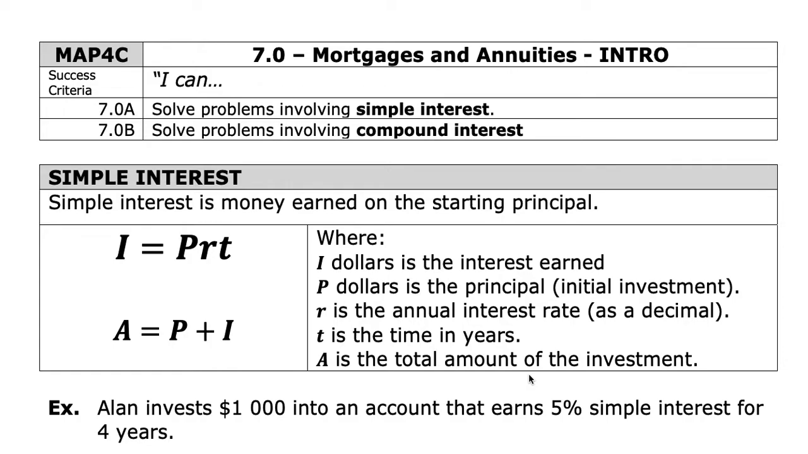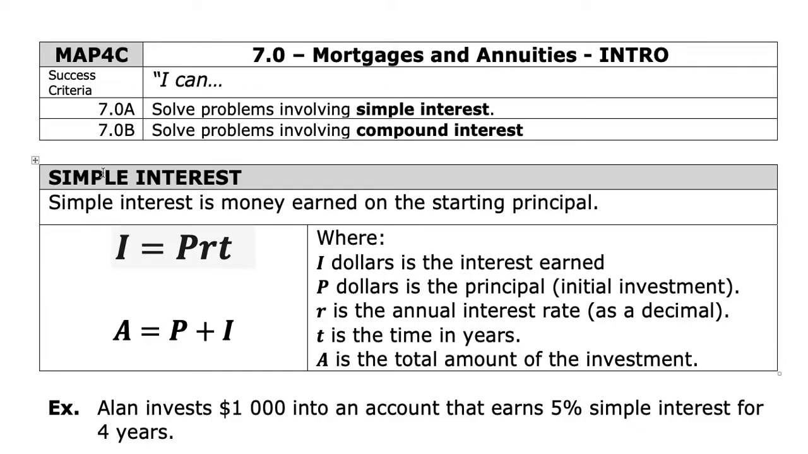We're going to investigate the difference between simple interest and compound interest, both of which are methods of calculating interest when money is borrowed or lent. So, we can borrow money through a loan, and we can lend money, for example, to a bank through investments. Either way, simple interest is money that is earned on the starting principal. The principal is a term used to describe the amount of money that is being deposited or borrowed.